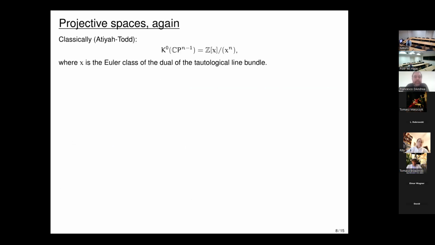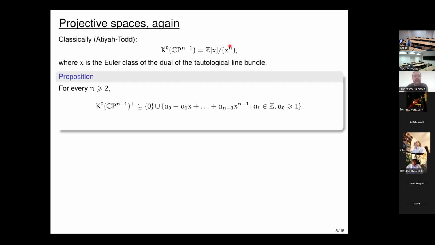Okay, so this is the theorem. Let's go back. So projective spaces, quantum projective spaces are a special case. Quantum teardrops are a special case. I will show one more example, but let's go back to projective spaces again for a moment. So we know classically what is the K theory of CP^{n-1}. This is a ring, the ring of truncated polynomials in X, where X is some explicit element in K theory, the Euler class of the dual of the tautological line bundle. So this is the K theory of CP^{n-1}.